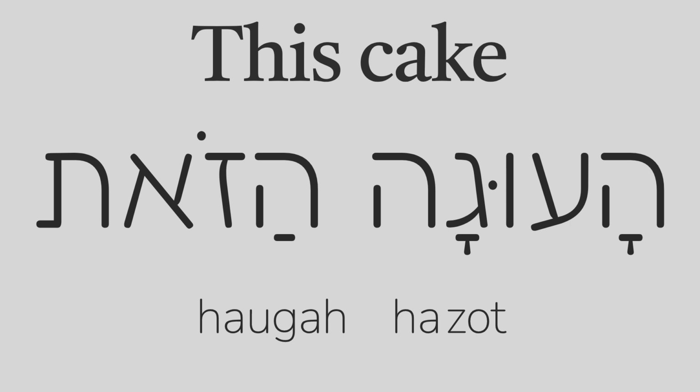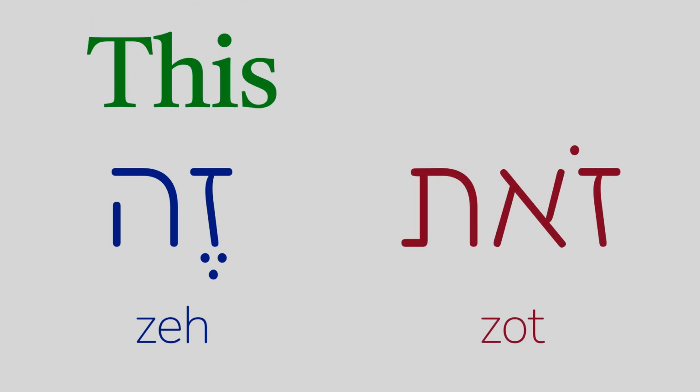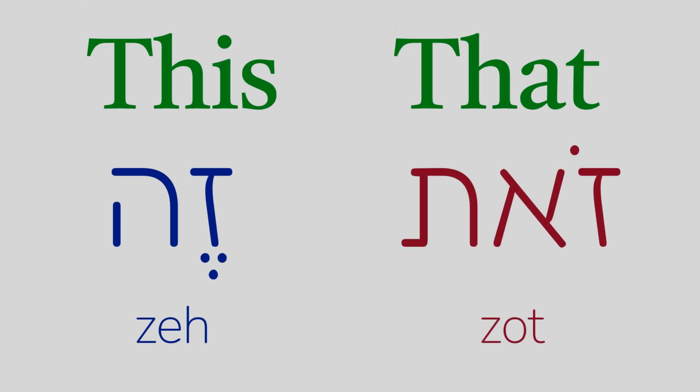This cake. In modern Hebrew, and sometimes in biblical Hebrew, ze and zot not only mean this, but also that. There is not so much distinction between this and that in Hebrew as there is in English. However, we do have Hebrew words for that, which are used especially in biblical Hebrew.